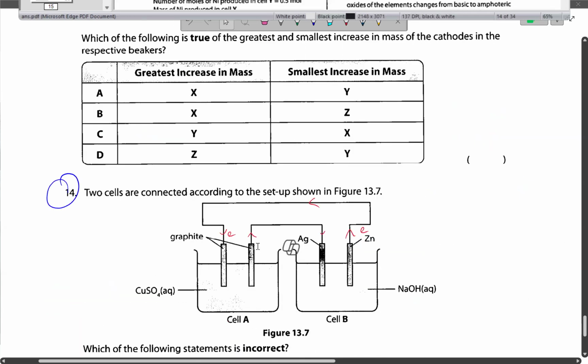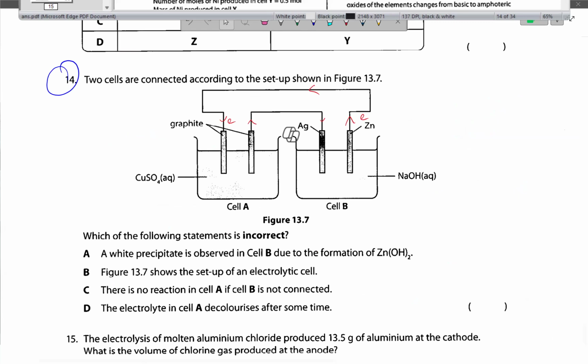So here, 14. Okay, so which one is incorrect? Let's see what's correct first. Figure 13.7 shows a setup of electrolytic cell. Yeah, this is electrolytic cell. This is a chemical cell. This is electrolytic. Yes, this is electrolytic cell.